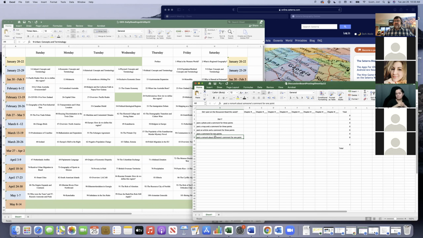Your limit is 25. So for chapter 10, write a longer comment for 2 points. For chapter 7, post a photo and a shorter comment and get 3 points. Try to get some combination of them so that you could get 25 points per week. That would be ideal. You would definitely hit the maximum for the semester.